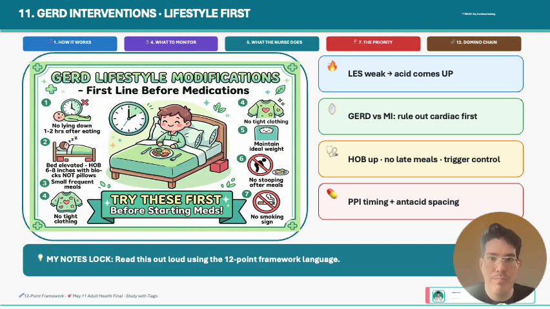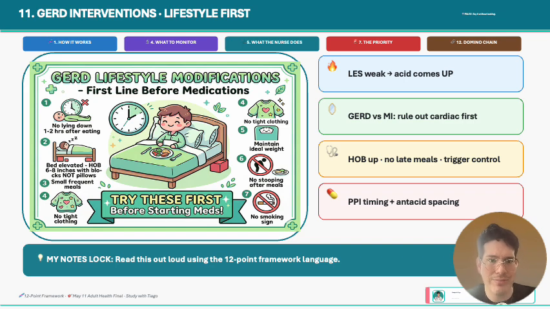Elevate the head of the bed about 30 degrees. The teaching point is not just use more pillows, right? Because pillows can bend the patient at the waist and increase abdominal pressure. A wedge or elevating the head of the bed works better. Yeah? Teach small, frequent meals instead of large meals that stretch the stomach. Avoid lying down after eating. Usually the teaching is to wait a few hours before bed.